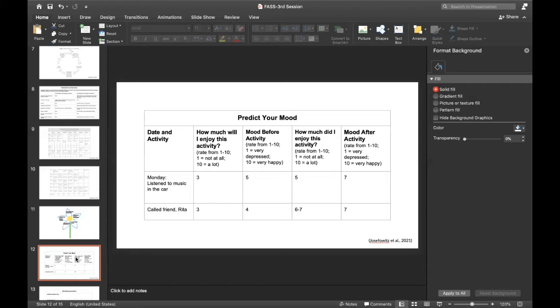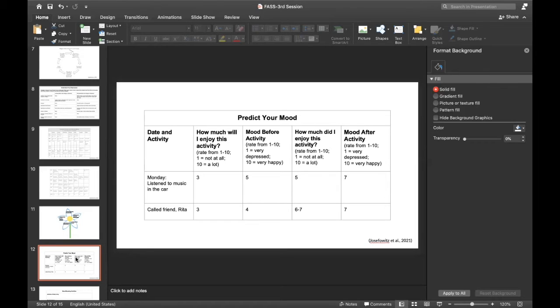Let's look at the accuracy of your predictions. What did you initially predict? I predicted that I would not enjoy listening to music and calling Rita very much. I gave both a 3. And what actually happened? Well, I actually enjoyed listening to music quite a bit, and I gave it a 5. And I enjoyed talking to Rita way more than I expected. I gave it a 6 to 7. It was great to catch up with her.